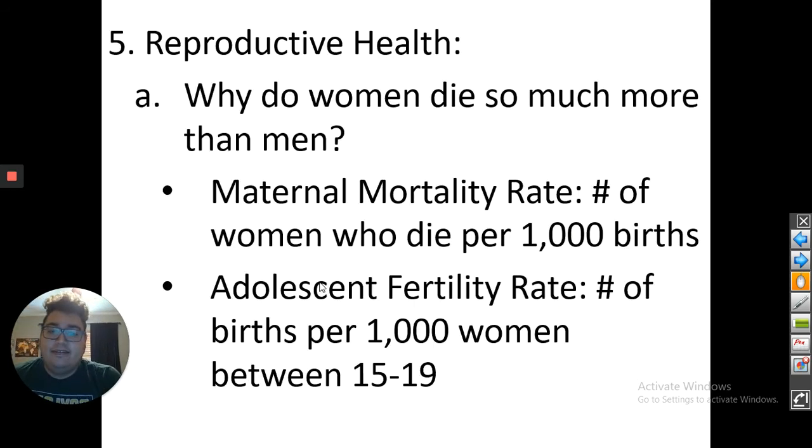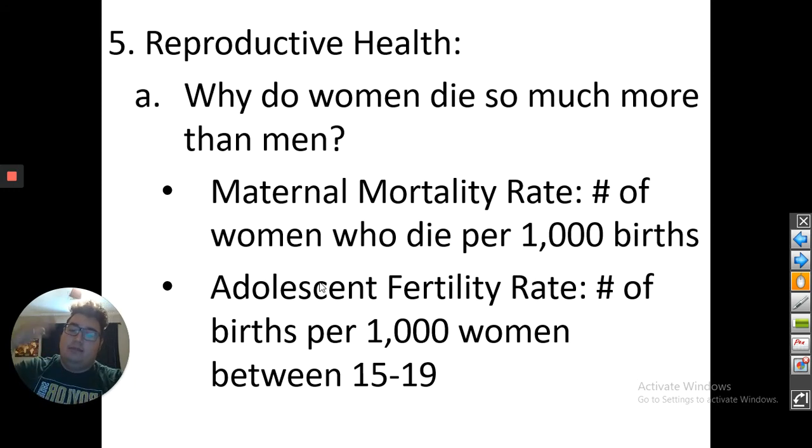Reproductive health. This is a really important thing in the world. Why do women die so much more than men? Because of the maternal mortality rate. This is the number of women who die per 1,000 births. And then the adolescent fertility rate, the number of births per 1,000 women between 15 and 19.